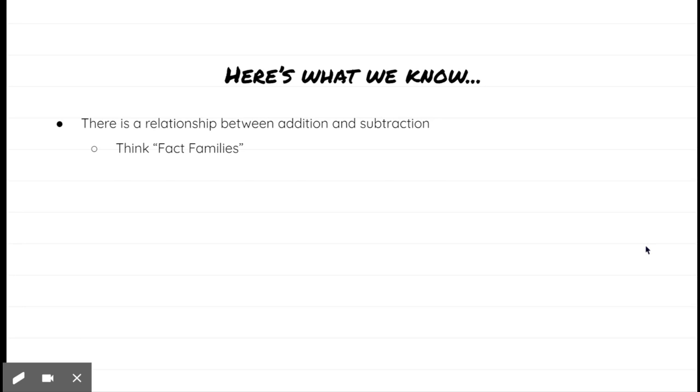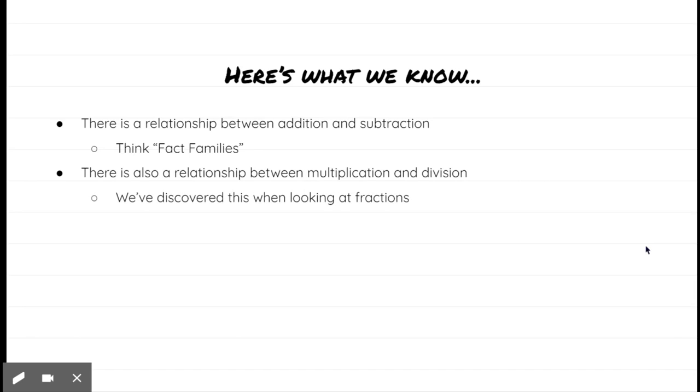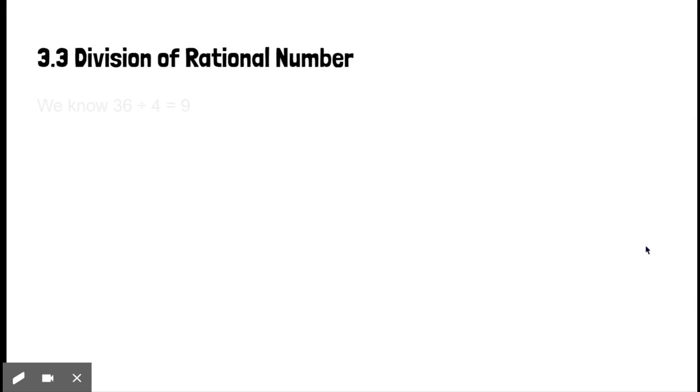So we also know that there's this relationship between addition and subtraction. Think fact families. There's also a relationship between multiplication and division, and these are things that we've looked at when we were looking at fractions, and we looked at models, and we looked at groups of. There's this reciprocal relationship between multiplication and division. The same applies with positive and negative numbers. So let's think about what we know so far. We have 36 divided by 4 equals 9.